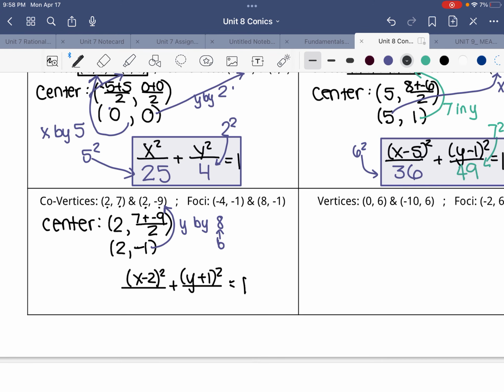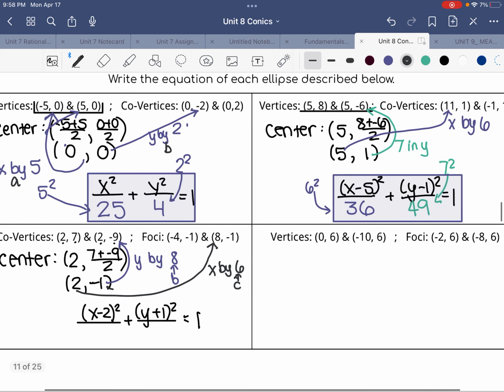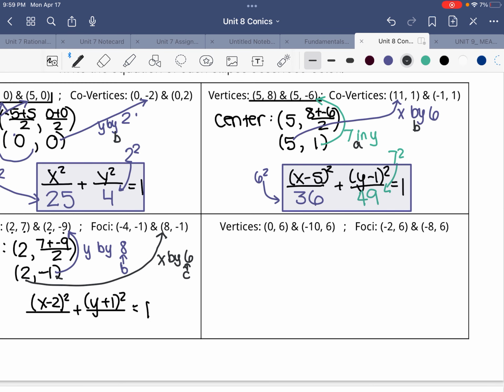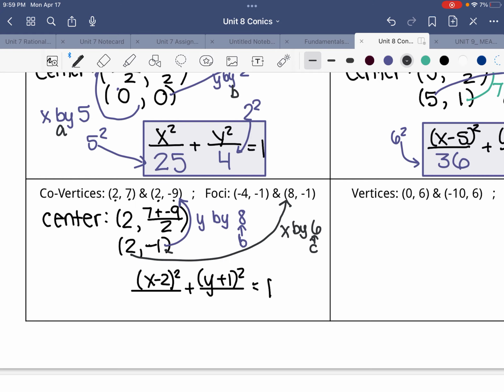So from 2 to 8, I'm going up by 6. So that's the x's by 6. But that is C, not A or B, because technically up here, A is the vertices, B is the co-vertices. But since I only needed A and B, I could just solve it. The issue here is I don't have any clue what A is because it doesn't give me the vertices.